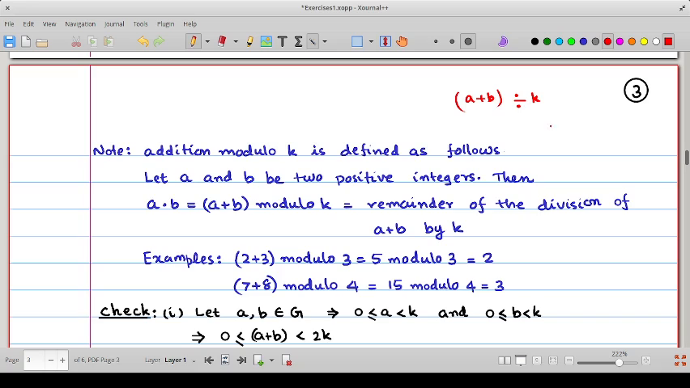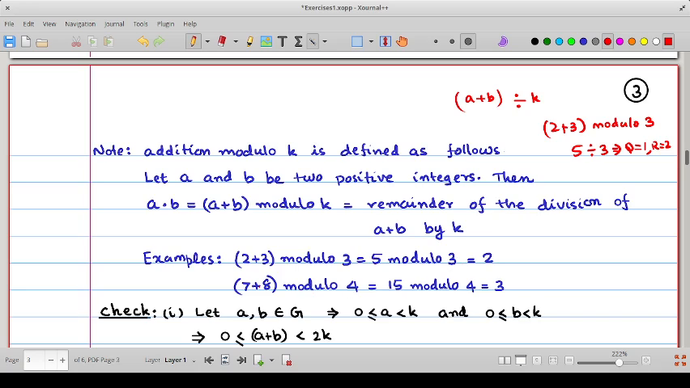For example, if we have 2 and 3, 2 dot 3 is written as 2 plus 3 modulo k. Say for k, we will take 3. So 2 plus 3 modulo 3 is obtained as, first find 2 plus 3, which is 5. Then find the division of 5 by 3. And here the quotient is 1 and the remainder is 2. So 5 modulo 3 is 2. So 2 plus 3 modulo 3 is 5 modulo 3, which is 2.